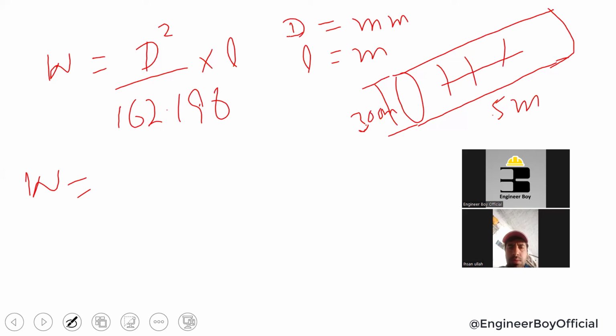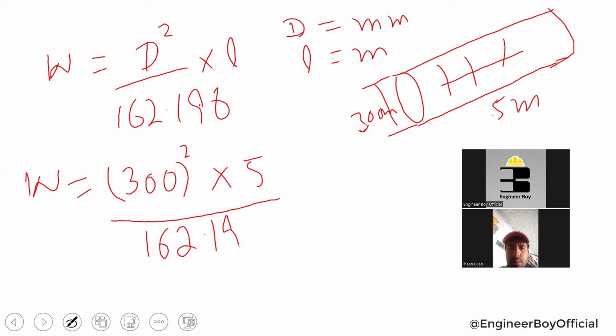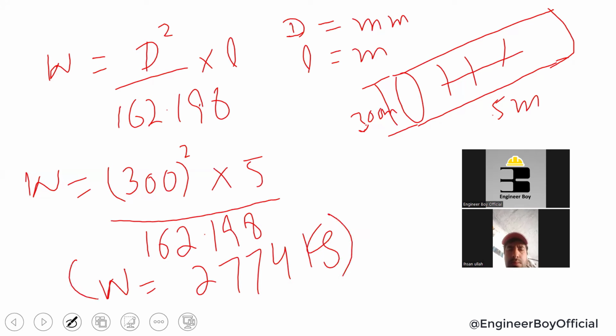So we have 30 centimeter. It means the diameter is now 300 millimeters. You have to take its square, and then multiply this by the length, which should be in meters, so that's 5. Then divide this by 162.198. Very simple. Now if you calculate that using a calculator or Excel, the weight is 2,774 kg. It is the same weight we found a few seconds ago in the previous slide, okay? So it means the formula works.